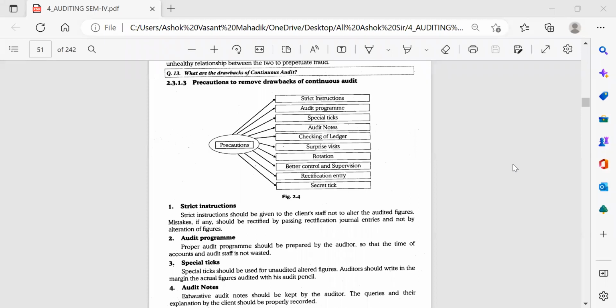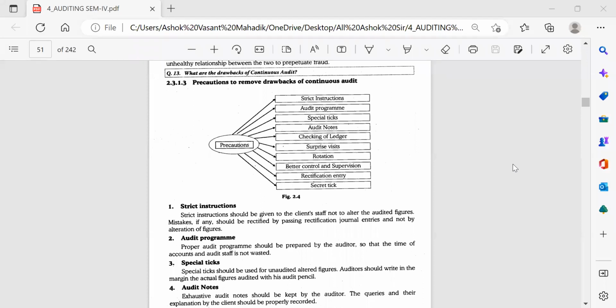Better control and supervision should be adopted by the auditor to keep a check on any possible mistake or error. Rectification entry. You must have studied this in FYGC. Now, in books of accounts, while recording accounts, it is possible that we pass a wrong entry. But how to take care of wrong entries?